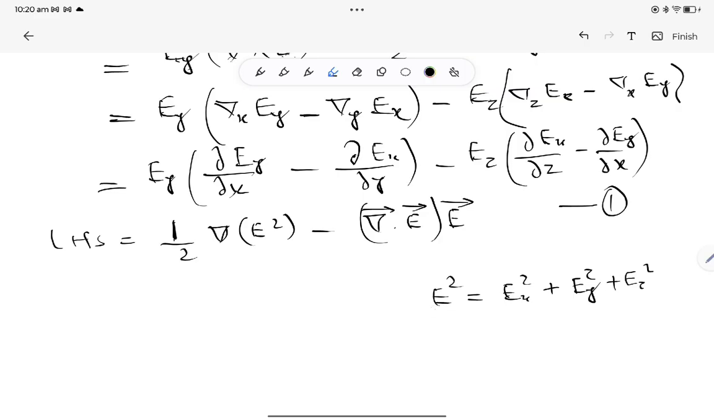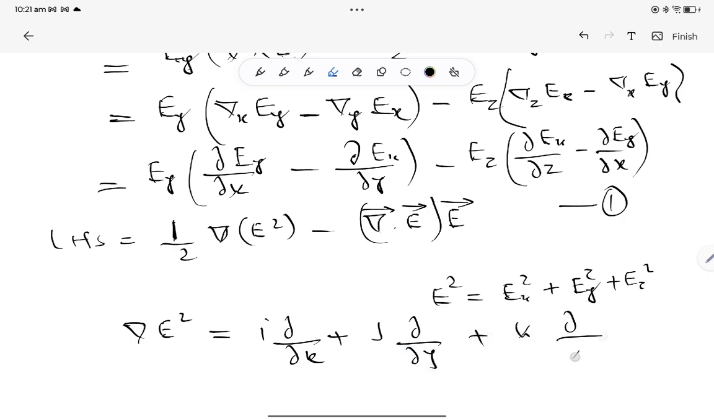Now all of them are scalars. None of them is a vector. There is no question of asking what the direction of this is. None of them has a direction. Direction is present here. You have del E square. This means you have i del by del x, I am writing this explicitly, j del by del y plus k del by del z. Now this will yield the x component, this will yield the y component, this will yield the z component when they operate on E square.